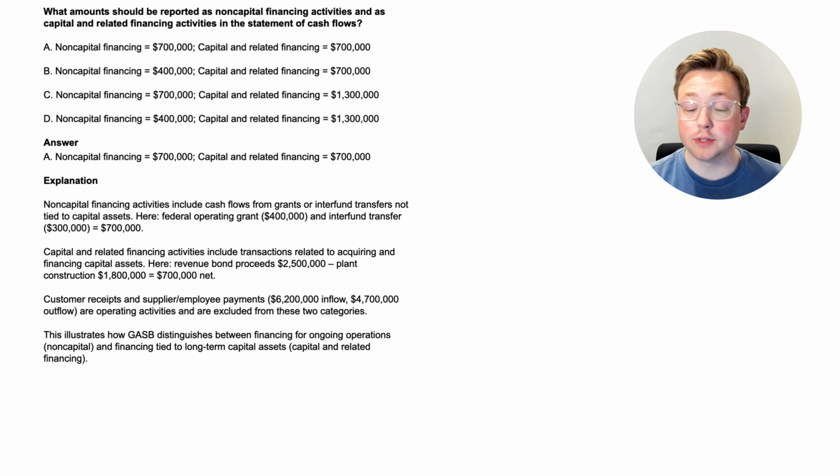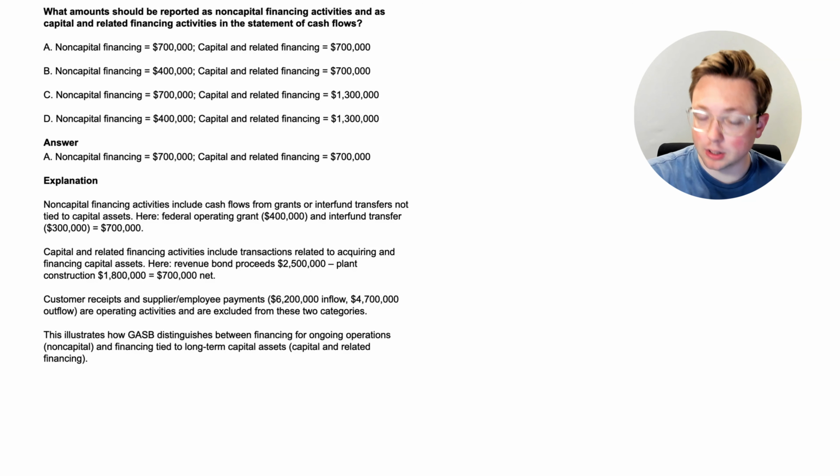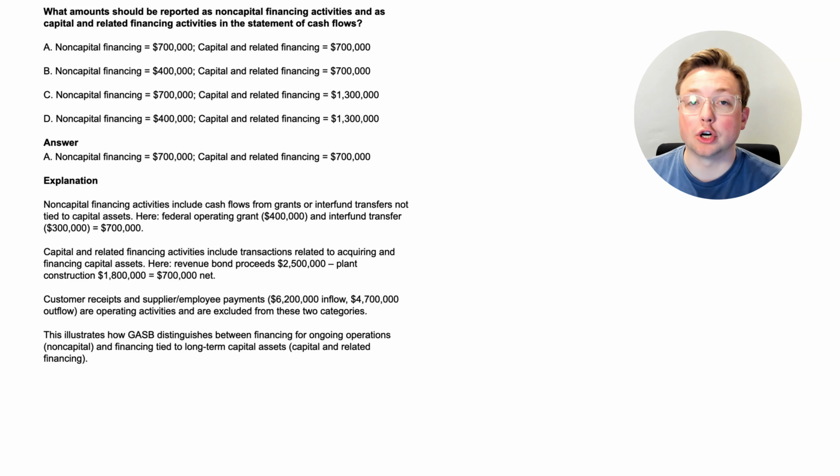So the revenue bond proceeds that are for the capital asset they're going to construct, that treatment facility, $2,500,000. Then they build that treatment plant for $1,800,000. So the net is $700,000. The customer receipts and the supplier and employee payments are going to be operating activities like we just learned in the previous question. This illustrates, again, how GASB distinguishes between financing for ongoing operations, which is non-capital, and financing tied to long-term capital assets, which would be capital and related financing.